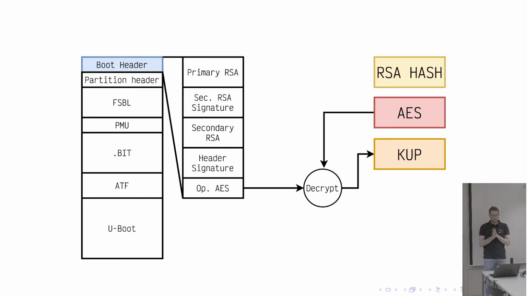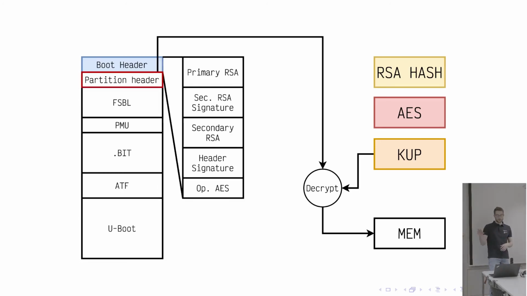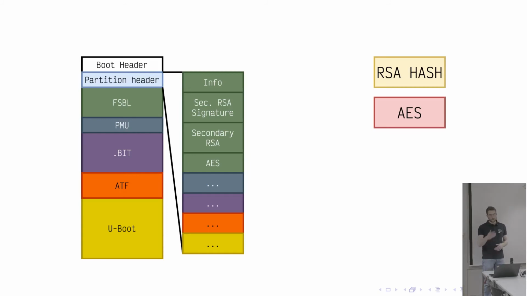And the operational key is an encrypted key in the boot header, which is encrypted with our master key in the device itself. So we decrypt this key, and then we can store it in the CUP. CUP is the key update register, which is the register where we can provide custom keys to our decryption hardware. And after this step, we can decrypt our partition header and store it to memory for further use. And basically we do that with every other image. And thus we can ensure that every image is authenticated and also decrypted with its own key. So for each image we have an RSA, a secondary RSA, and an AES key.